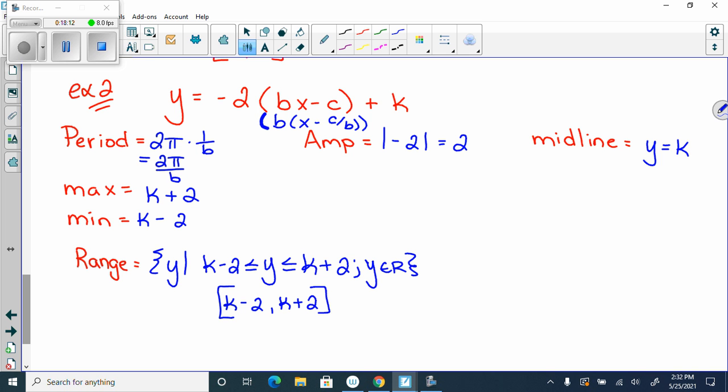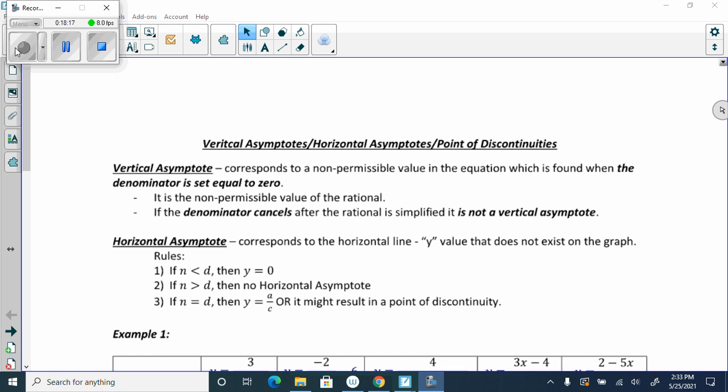Okay, can you open up your notes, please? So we're going to review the vertical and horizontal parts just to draw attention to that. And then we're going to talk about the points of discontinuity.